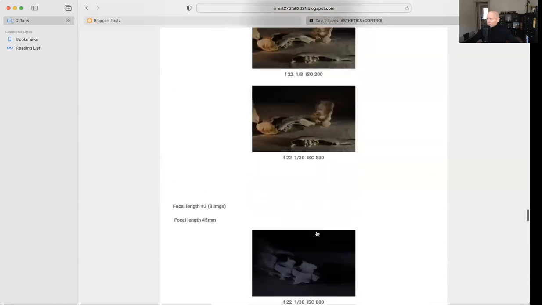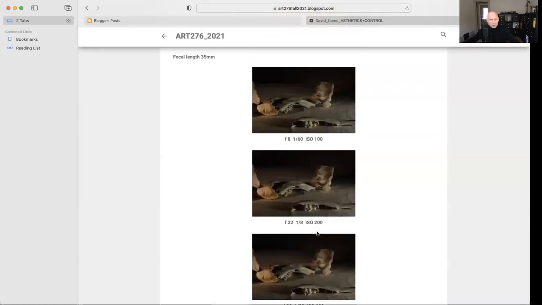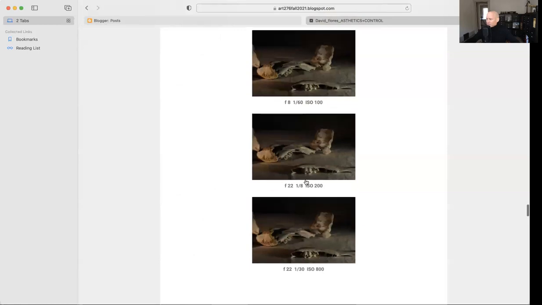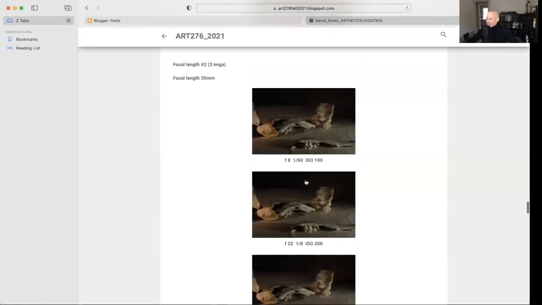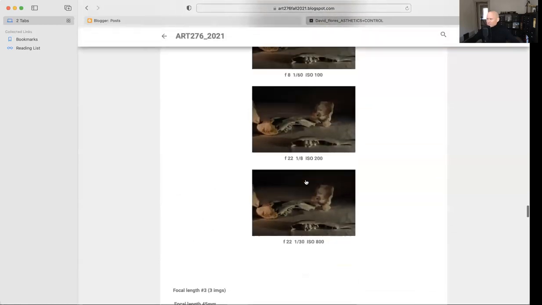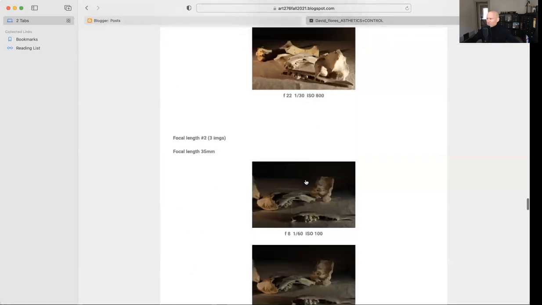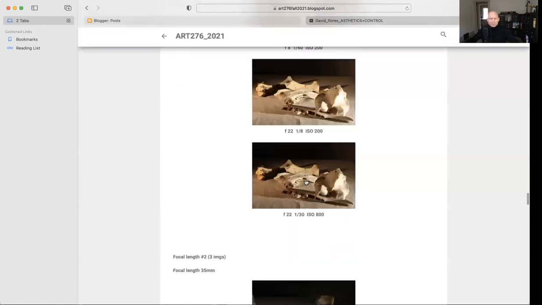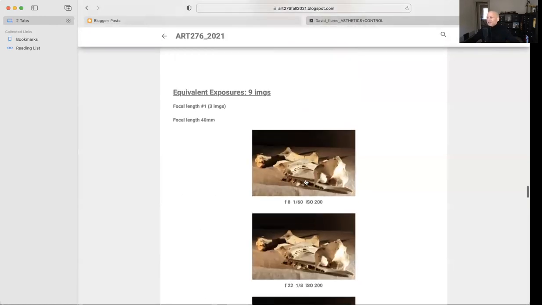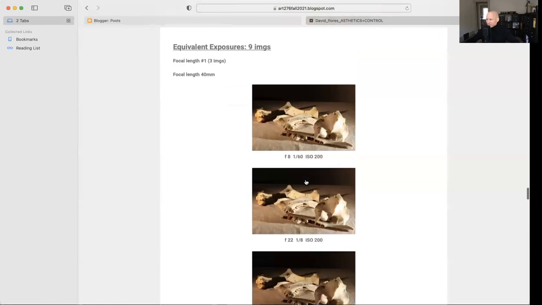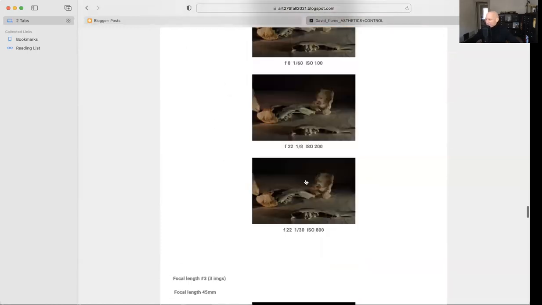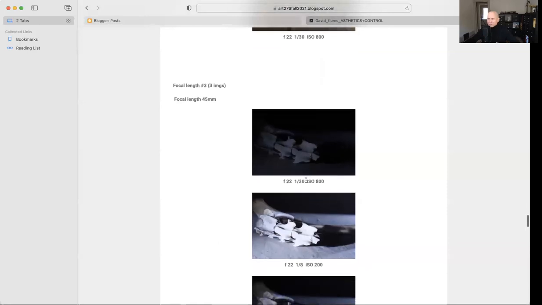Moving into the other focal length, those look fine. A little dark. You can see though at this focal length, 35, it looks like your shutter speeds are a little bit different. You've got F8, F22, and F22. I'm not sure what's going on there. Oh, I'm sorry. Those were your equivalent exposures. I blew right past the other ones. So yeah, those are fine. These three are fine. Looks like you did the math problem correctly.